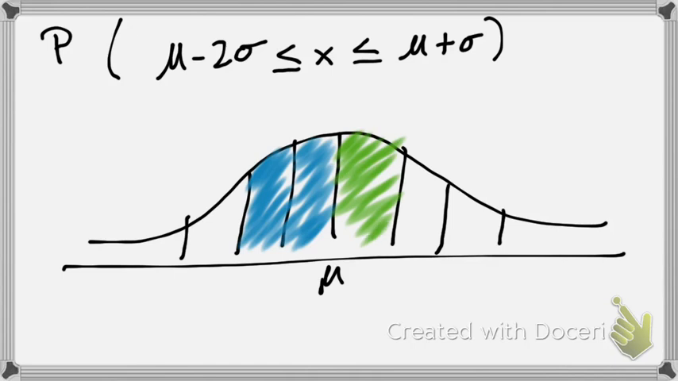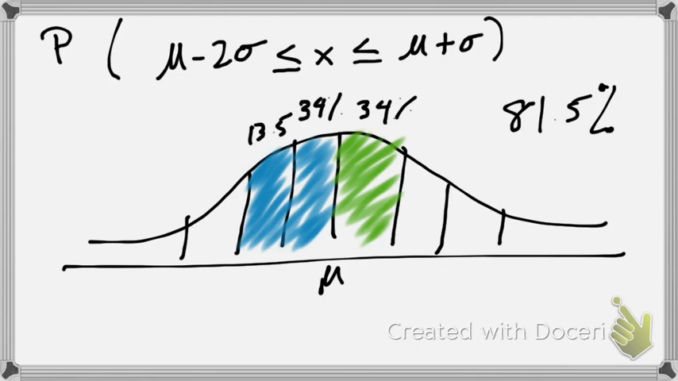Now all I have to do is look at what my percentages were. It was 34%, 34%, and then 13.5%, and I just add those up. That gives me 81.5%. So that is the probability that any person was between 2 standard deviations below and 1 standard deviation above. Okay.